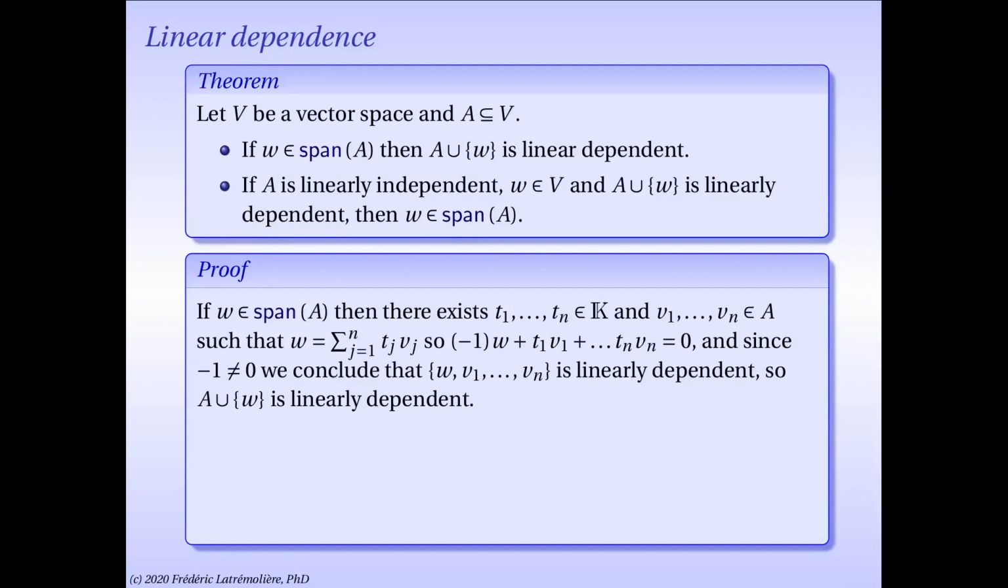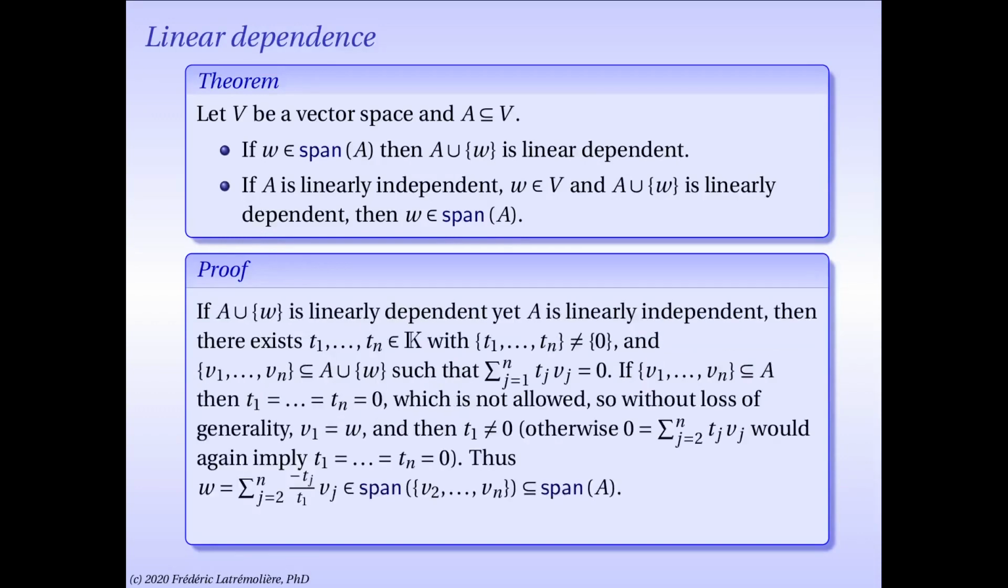But then what I can do is take this equality and add minus omega on both sides. Remember, minus omega is minus 1 times omega. So if you look at this, I now have a linear combination of vectors in the set A union singleton omega with at least one non-zero coefficient, namely minus 1. So indeed, we conclude that the family omega, v1, etc., vn is linearly dependent. It's not linearly independent. And so, a fortiori, the larger set A union the singleton omega is linearly dependent. That proves our first bullet point.